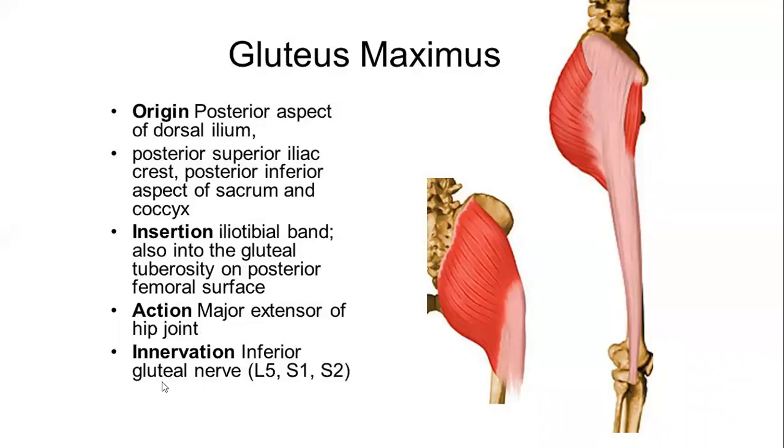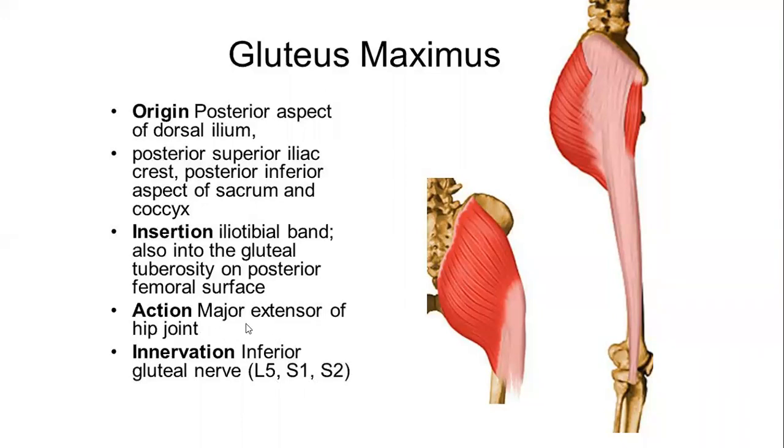What is the innervation of the gluteus maximus? Inferior gluteal nerve. I hope you must be familiar with the name of the inferior gluteal nerve. It is a branch of the sacral plexus having root value L5, S1, S2.